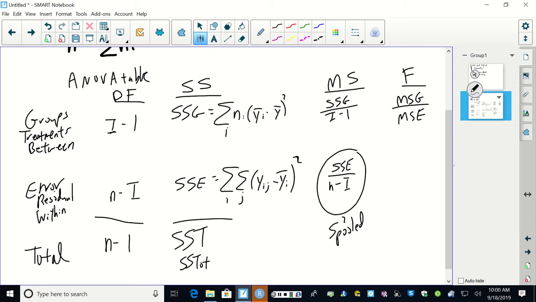Right, so that's the table we get, right? And we're going to use that to test the hypothesis that the means are equal, right? Versus some difference somewhere. So that's the basic table that's out there. On the next page, I'll write the hypotheses.